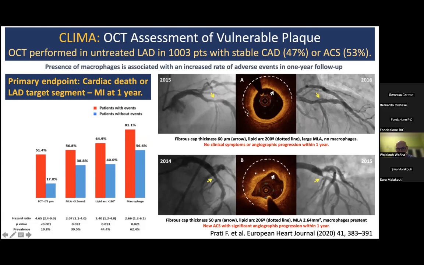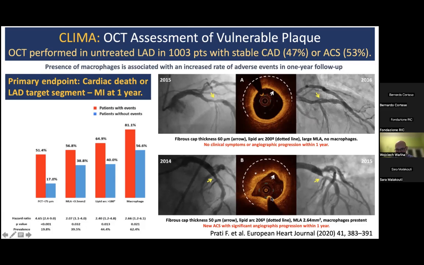In the upper part of those presentations, you see patients with fibrous cap thickness nearly 60 micrometers, lipid arc nearly 200, large MLA. However, there were no macrophages, and during the 1 year follow-up, there were no adverse events.